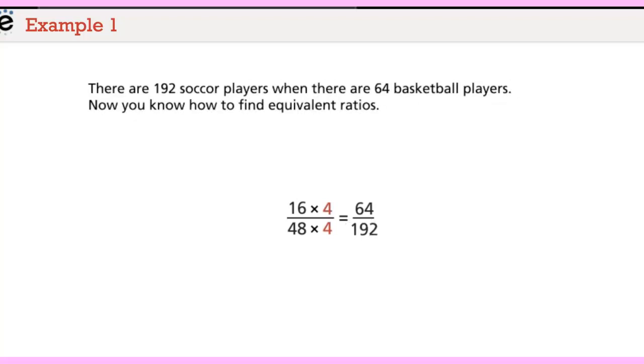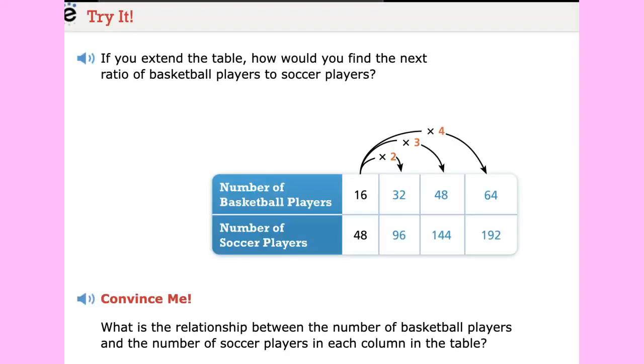There are 192 soccer players when there are 64 basketball players. Now you know how to find equivalent ratio. All right, let's extend. If you extend the table, how would you find the next ratio of the basketball players to the soccer players? So let's say, if you double the number of soccer players, how many basketball players do you have?